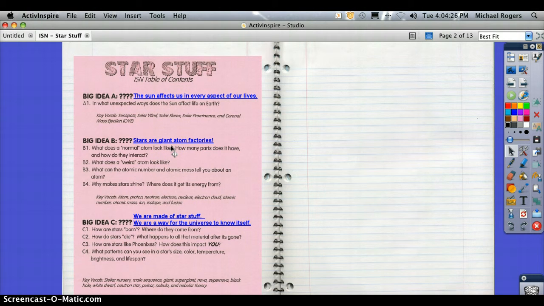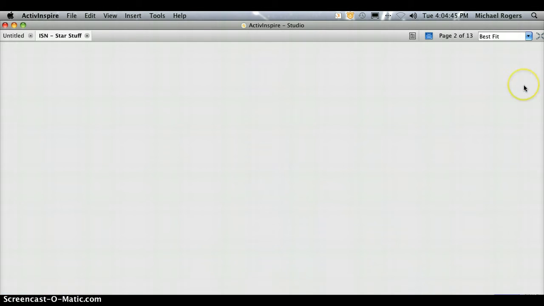Then the second big idea is that stars are giant atom factories, that inside they put atoms together, small ones, to make bigger and bigger atoms. And so really stars make atoms. And big idea C is that we are all made of star stuff. That we are a way for the universe to know itself. And of course, these questions go with that. So with that, I'm going to jump ahead to the next page.